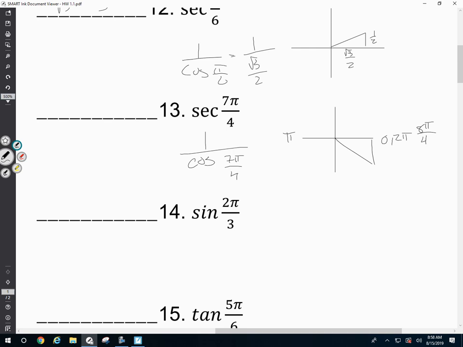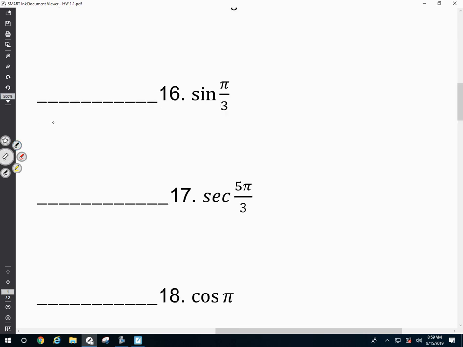Creating our 45, 45, 90 triangle, side lengths root 2 over 2 and root 2 over 2. This would be negative because I'm going down. This is positive. The cosine would be our adjacent side length, our horizontal side length, our positive root 2 over 2, which goes in the denominator. So I have 1 over root 2 over 2, which is the same as 2 over root 2.